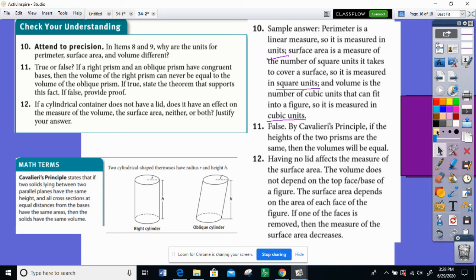However, the volume does not depend on the top face or the base of a figure. The surface area does, however. So if one of the faces is removed, then the measure of the surface area decreases.